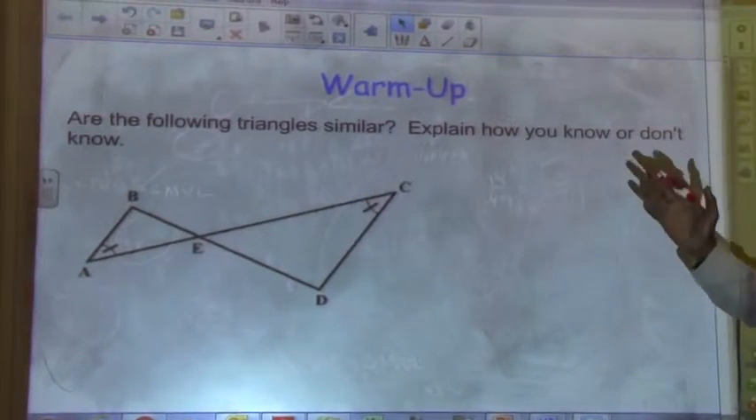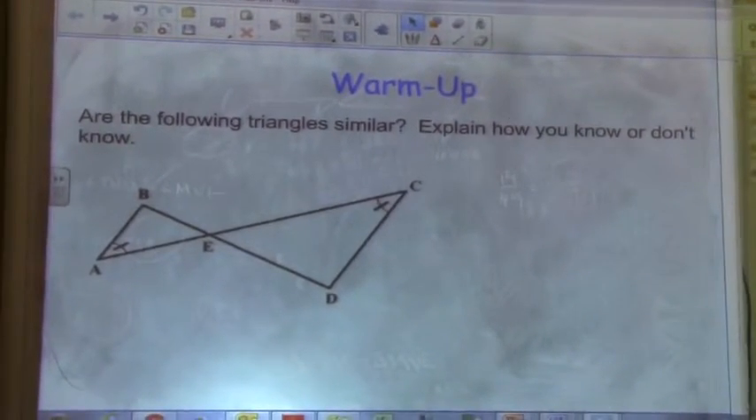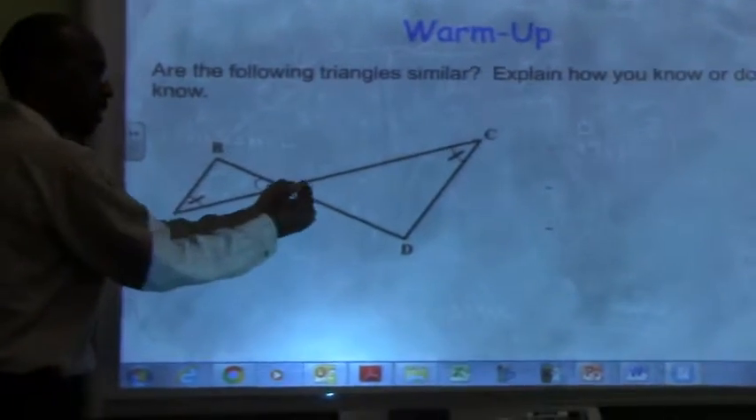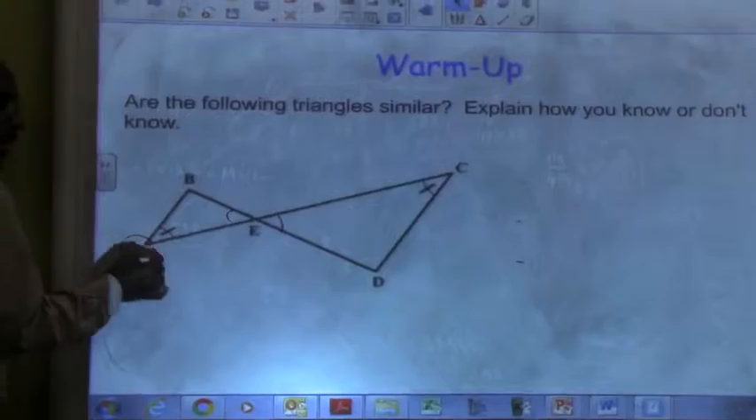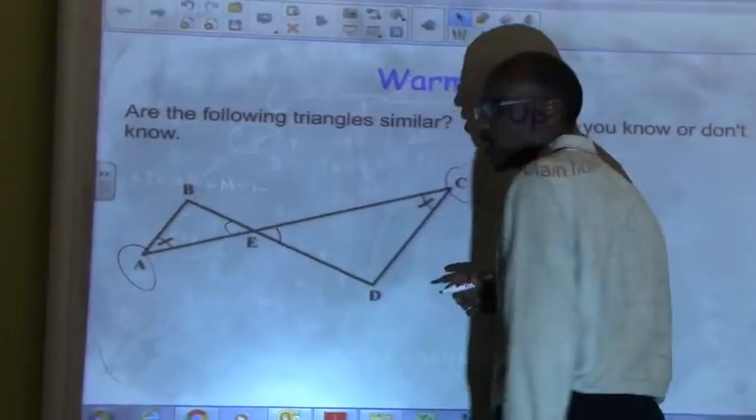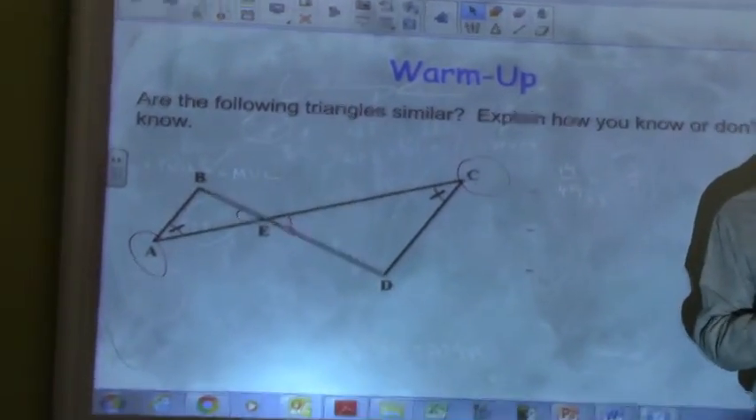Do me a favor, respond to this one as best you can. That's a staple. The good news with the bow tie is, I'm going to circle A and C. How do I know A and C go together? They have kind of the same marks. This one's going to be easy.